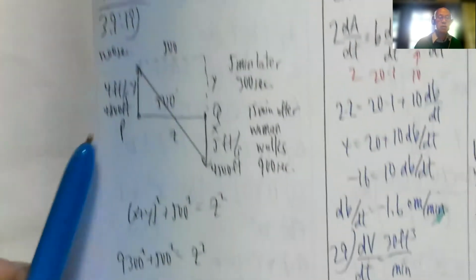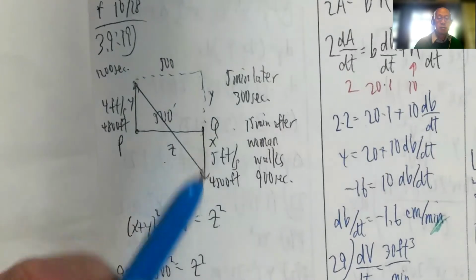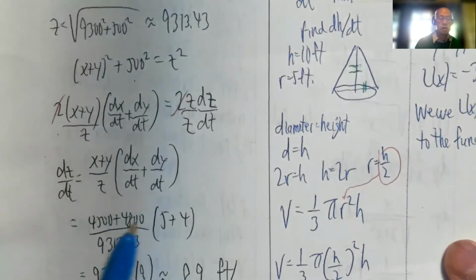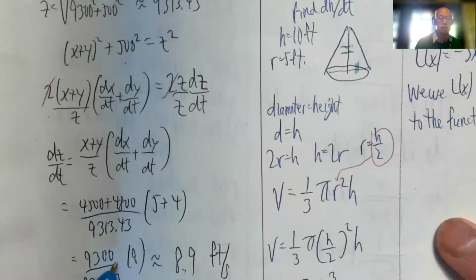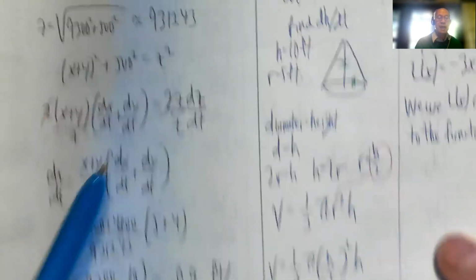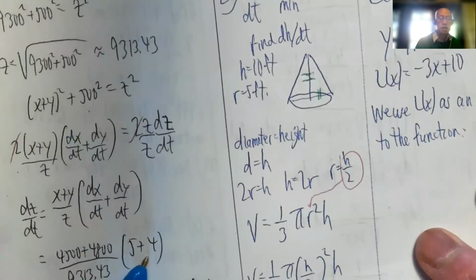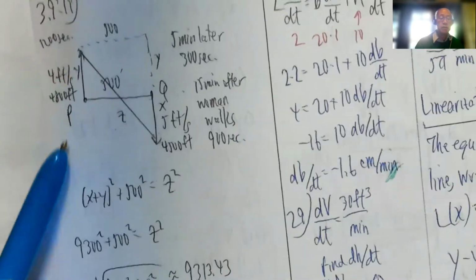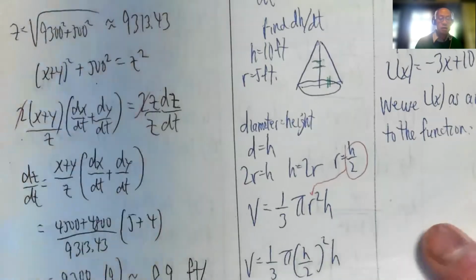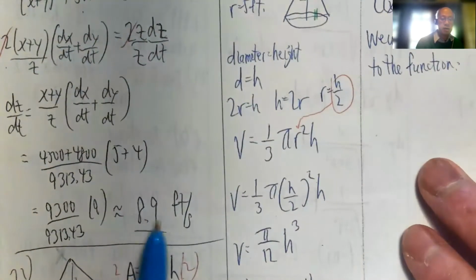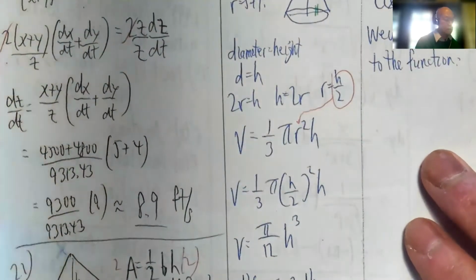X was 4,500. Here, y was 4,800, divided by z, which was 9313.43. dx/dt, the woman's rate, is 5 feet per second, plus the man's rate, 4 feet per second. Grind it all out, 8.9 feet per second, roughly.